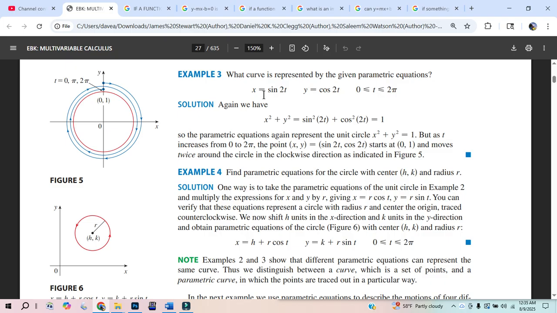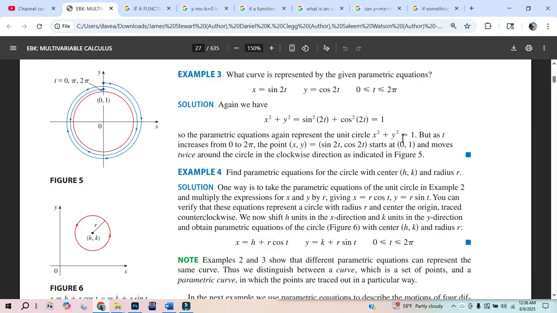And so the most obvious one is that if this value is squared, with the same angle right here, and this value is squared, then that's going to equal 1. But this value is x, and this value is y. So x squared plus y squared is equal to this squared plus this squared, which is equal to 1. And so then here is our equation. So let's read. So the parametric equations, again, represent the unit circle.